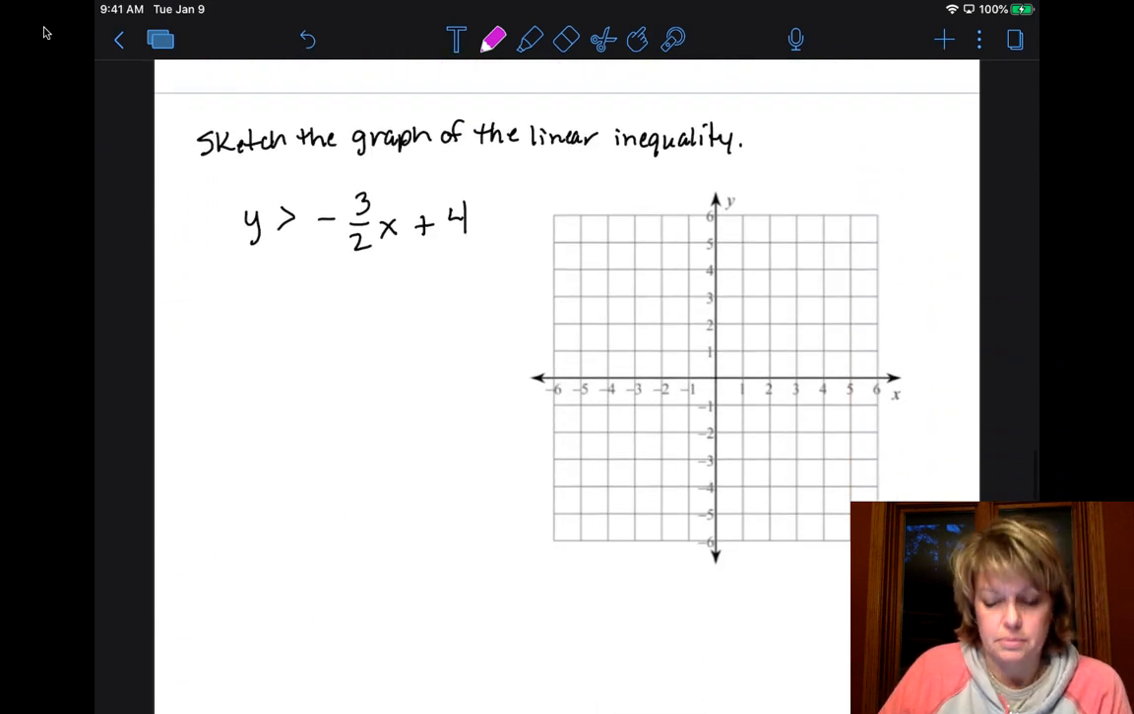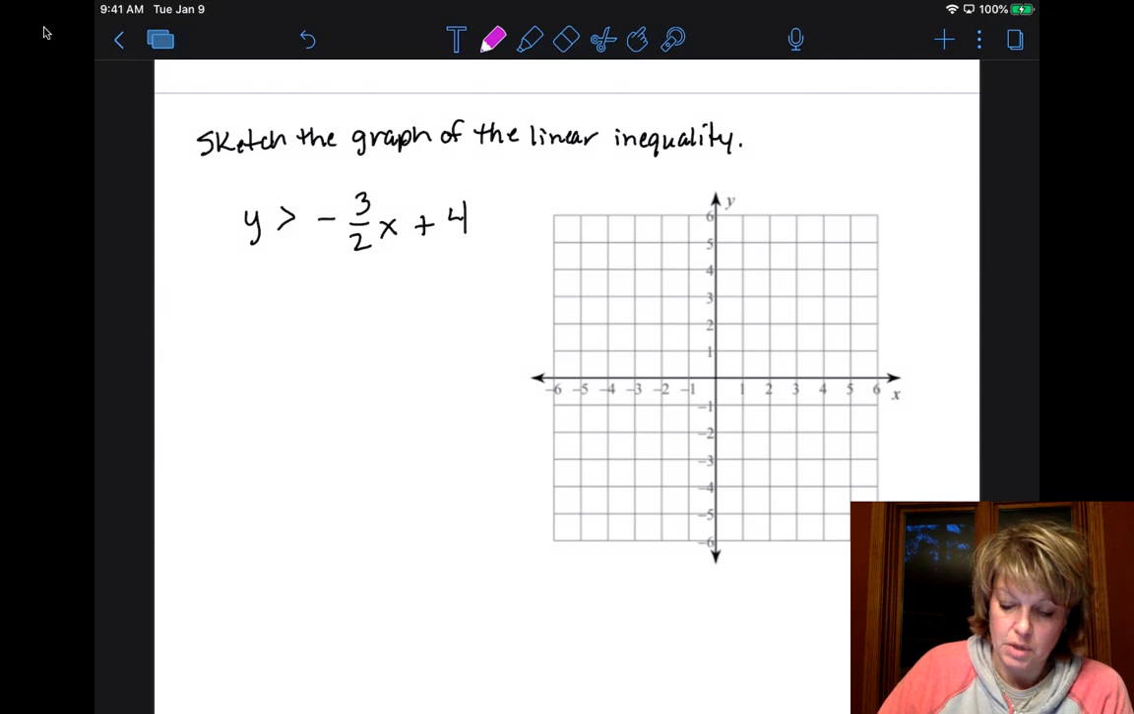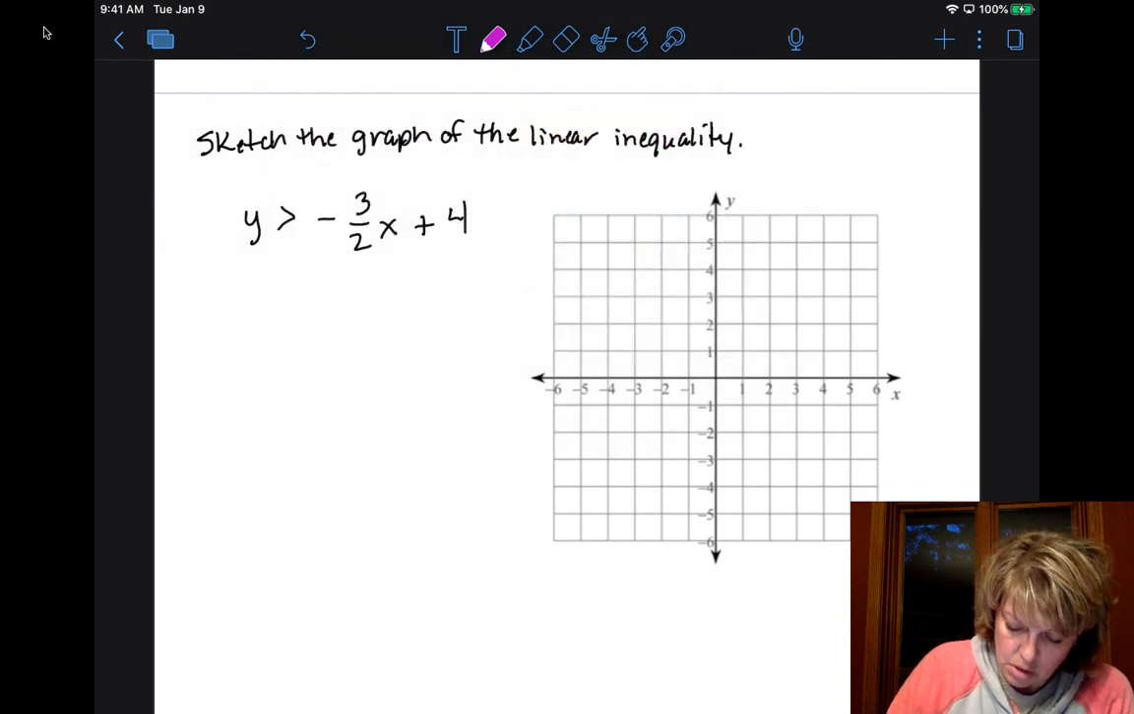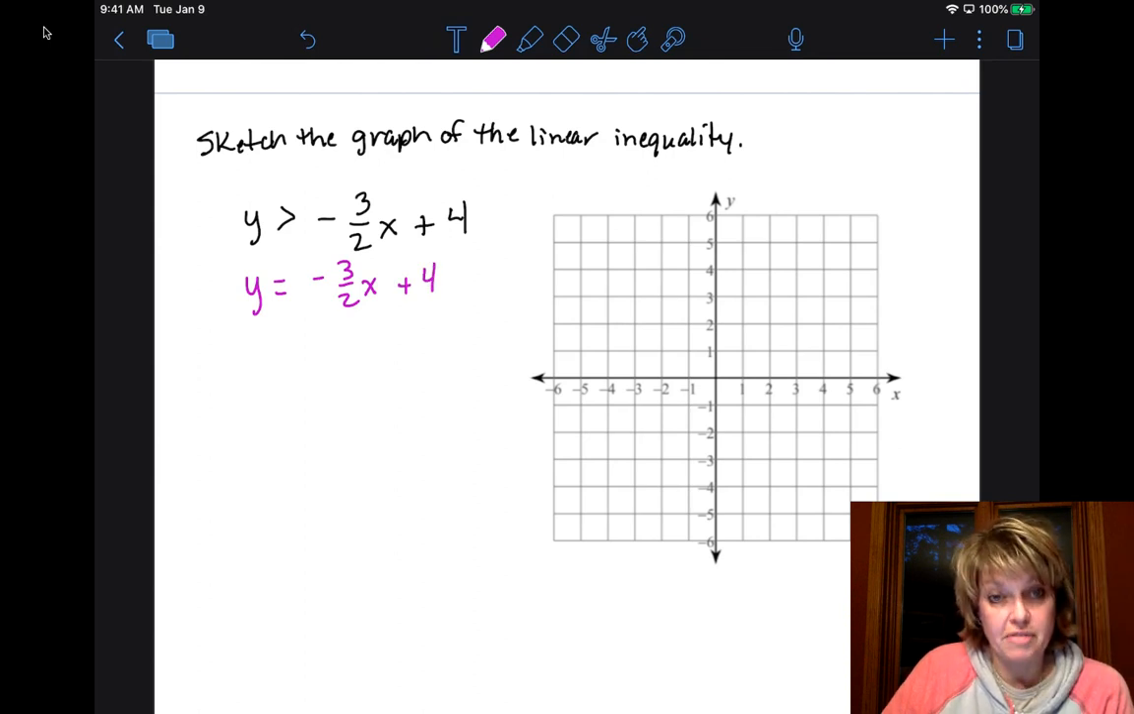Here's another example. This one's a little bit different. You'll notice it's a little different because we have just a greater than sign. It's not greater than or equal to, it's just greater than. So directions are still going to be as they were. Equation. And then we're going to graph that.